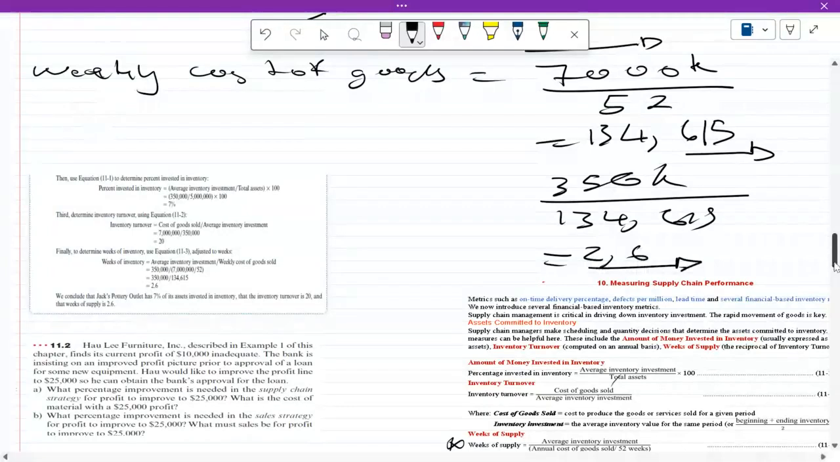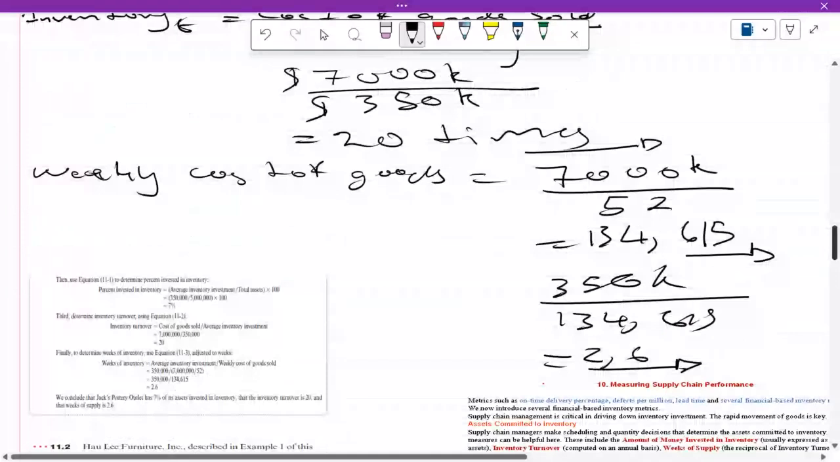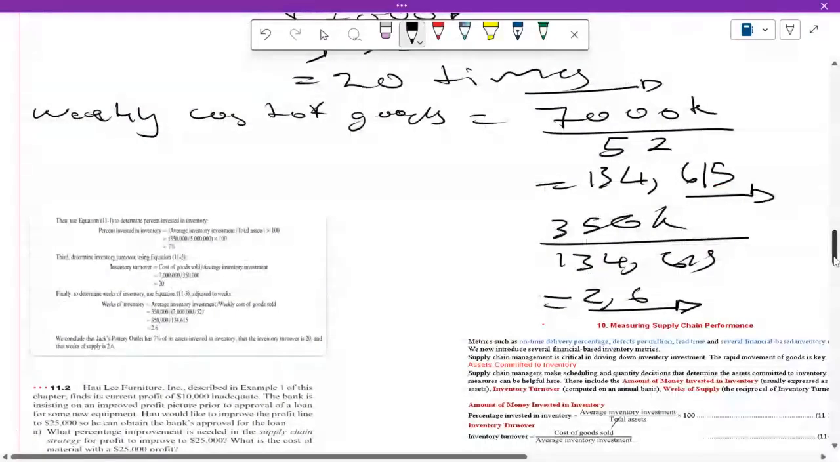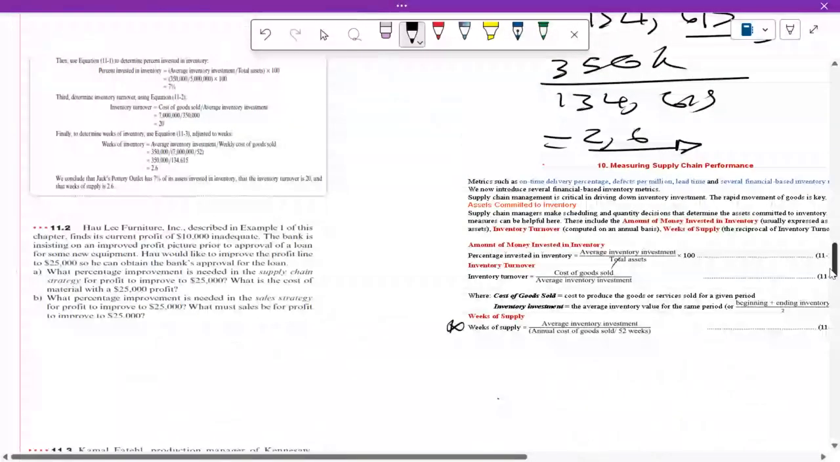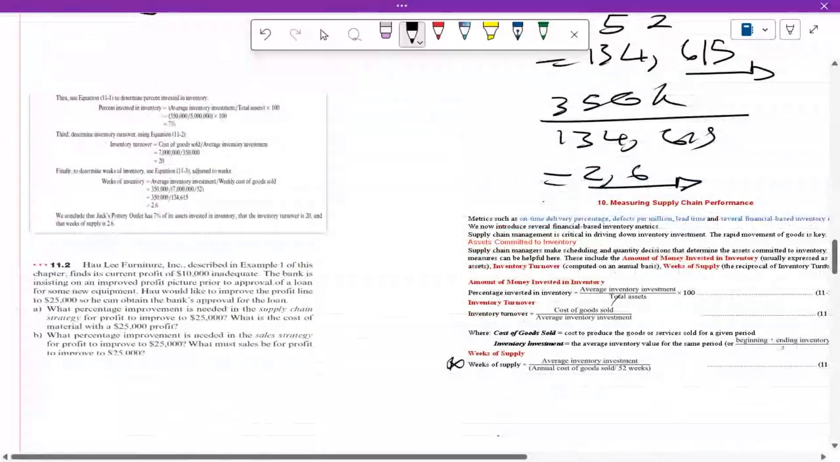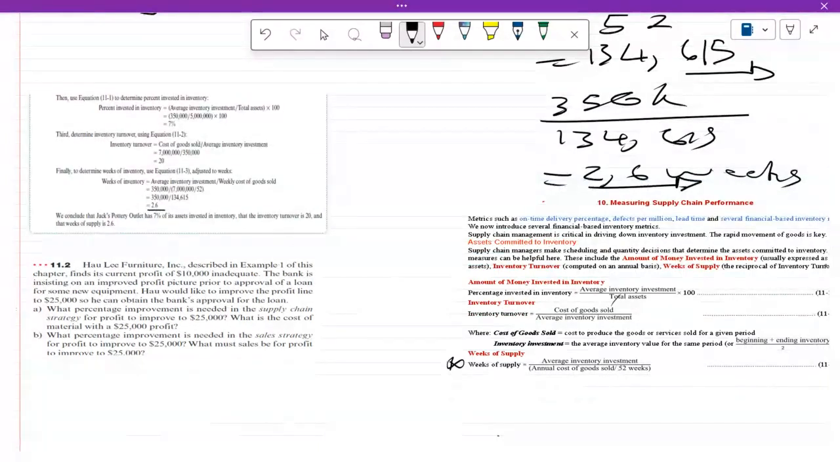We got 7%. Did we get 7%? Where is the 7% they're talking about? 7%, that's correct. We did get it. And we did get 20 times, and now we're getting the 2.6 weeks. They didn't write what they are finding here, but this is weeks of inventory, so it must be in weeks.